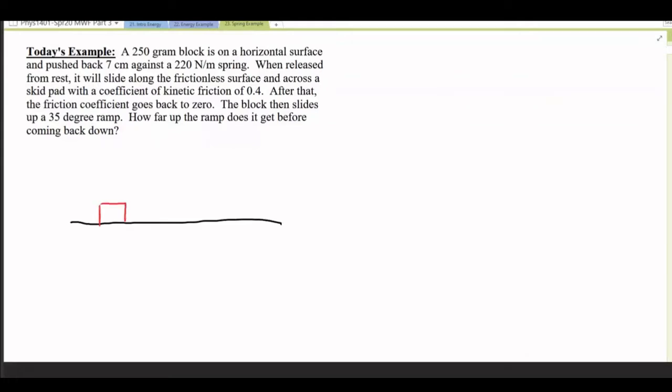And this block is pushed back against a spring. So I'm going to have a place for the spring to be squished against, and then there's the spring. And this spring is characterized by something called K.